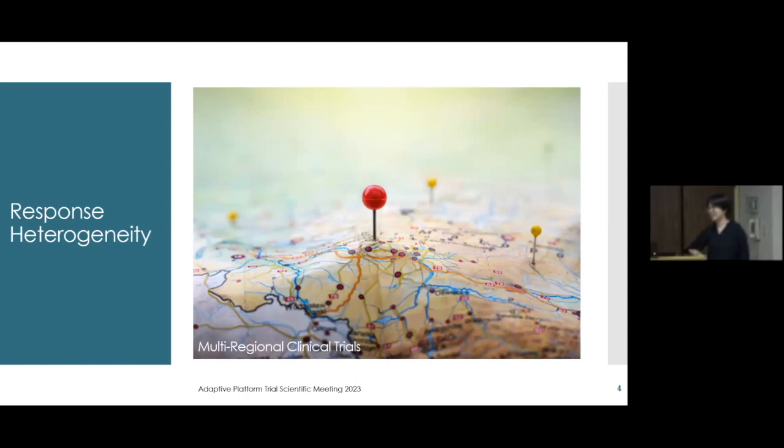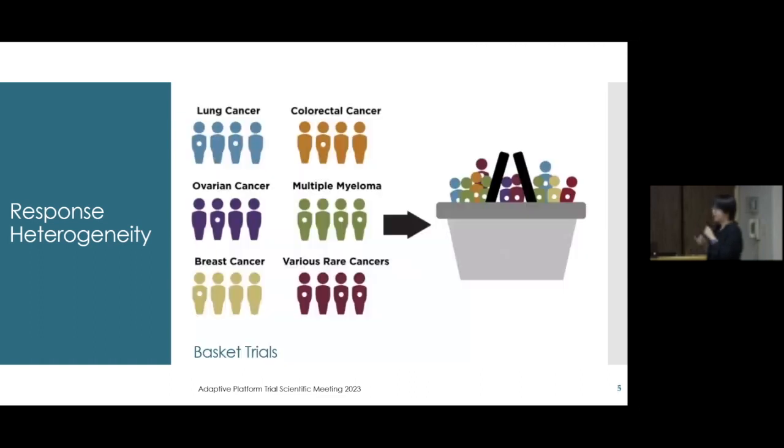So response heterogeneity exists in many different kinds of clinical trials. For example, in multi-regional clinical trials, it is recommended to estimate different treatment effects for different regions in the study. Another famous example is the basket trial. Subjects with the same mutation but different types of cancer are included in a study and receive common treatments. And we all know that the response to these common treatments might be different for different cancer histologies.